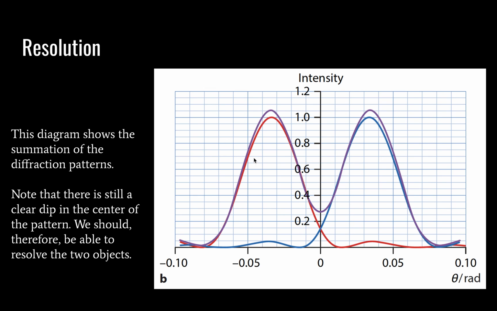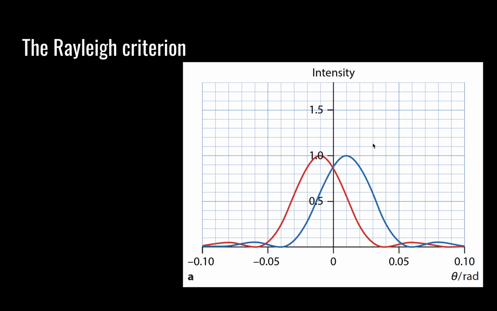In this case, we still have a clear dip in the center of the pattern, so that indicates that we will be able to resolve the two objects. So you will still be able to tell that you have two different objects in this case.